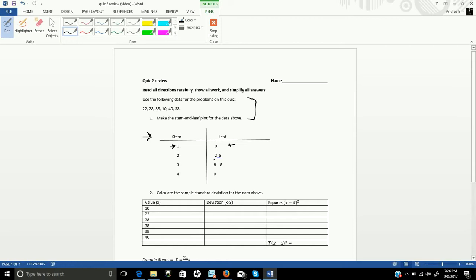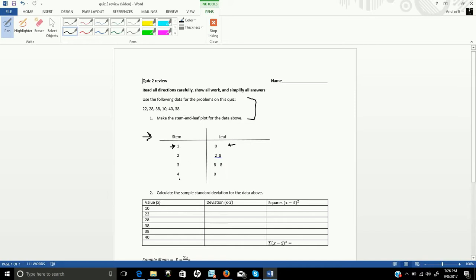Make sure if there is no value that corresponds to the stem, that you just leave the leaf column blank. Because if you put a 0 in there, then you're assuming that you'd have, for instance, the number 40, like we have for the 4 and then the 0 there. So make sure to keep that in mind there as well.